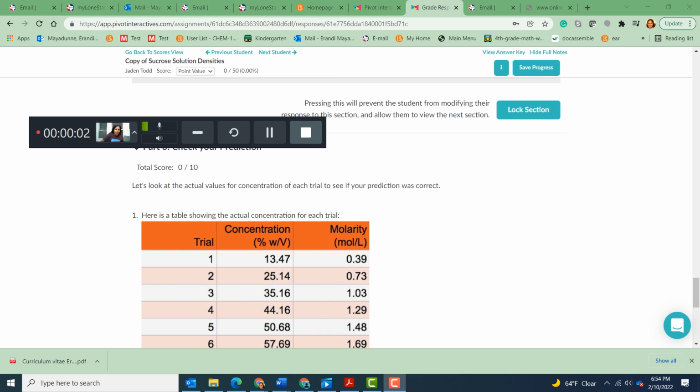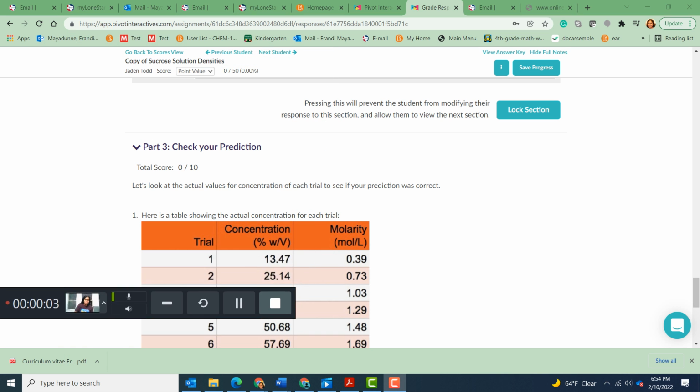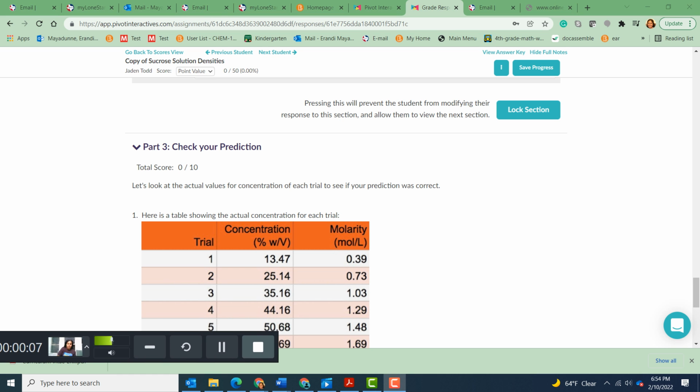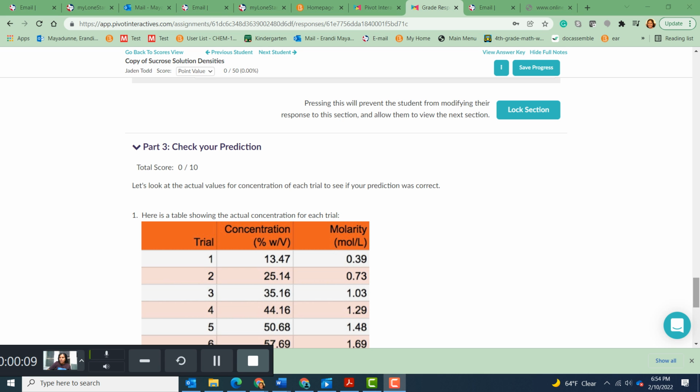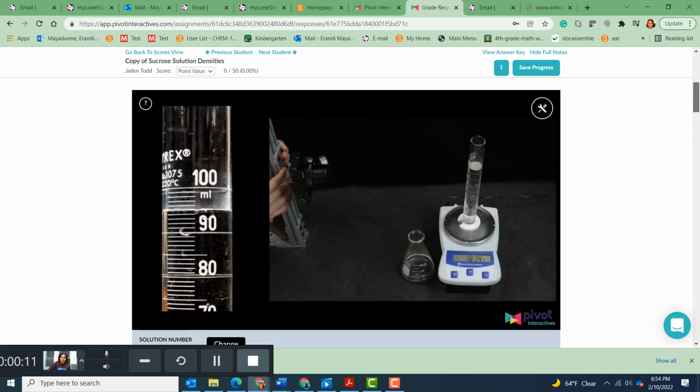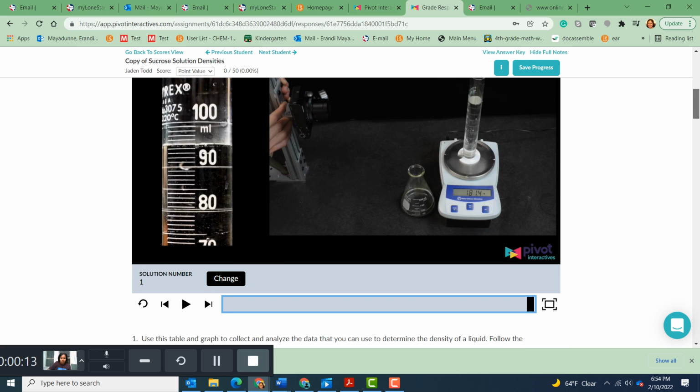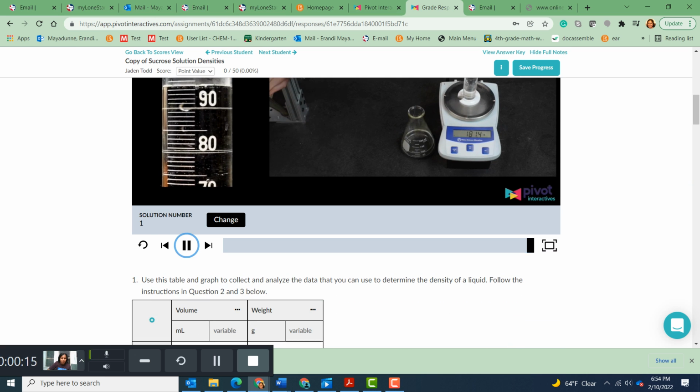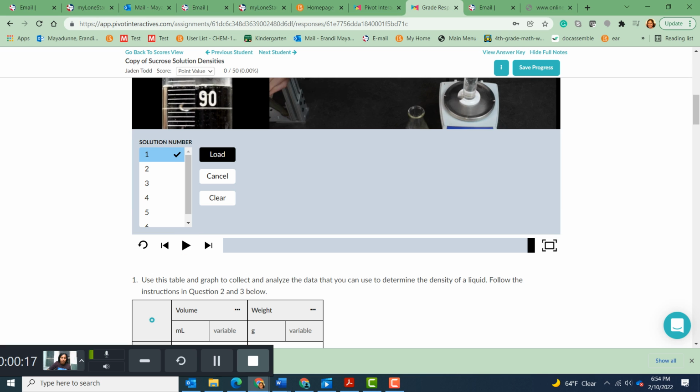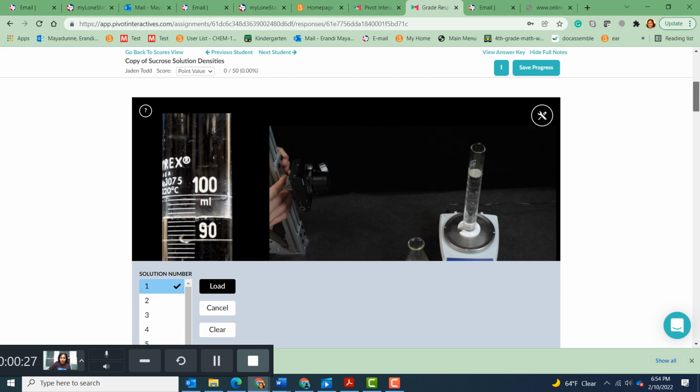Okay, this is the lab sucrose density. So first in this lab, part 1, the lab is asking, they have given several solutions. You can change the solution, and solution number 1 asks for the volume and the weight. So if I go with the first one, let me open it.